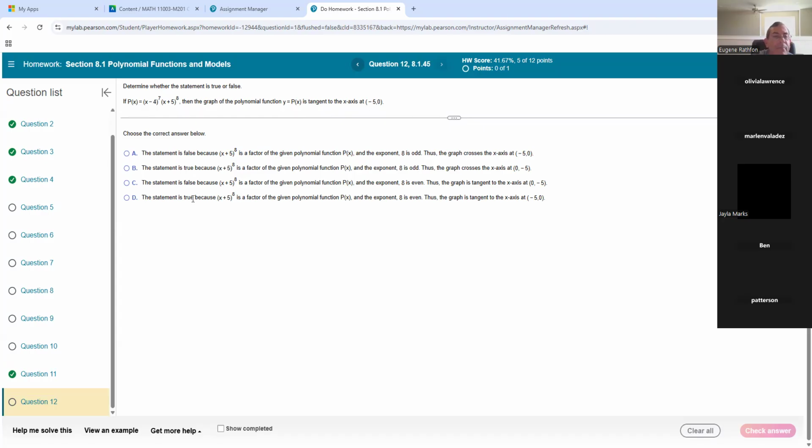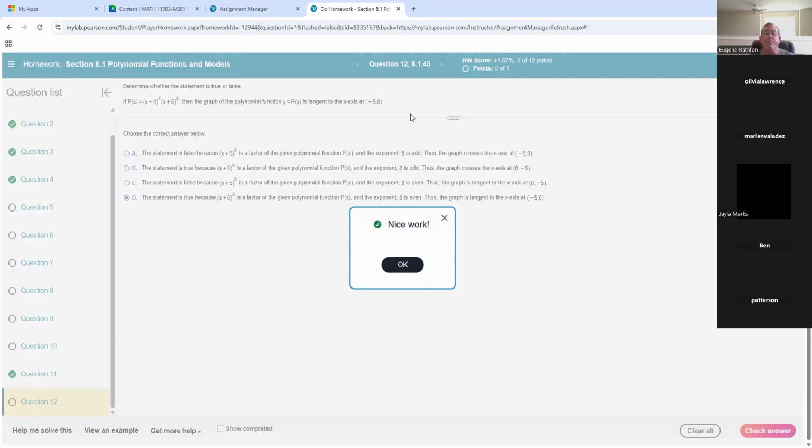D, it's true because (x plus 5) to the 8th is a factor, and the exponent 8 is even, thus it's tangent to the x-axis. And that'd be perfect on that one, okay? So good job on that one.